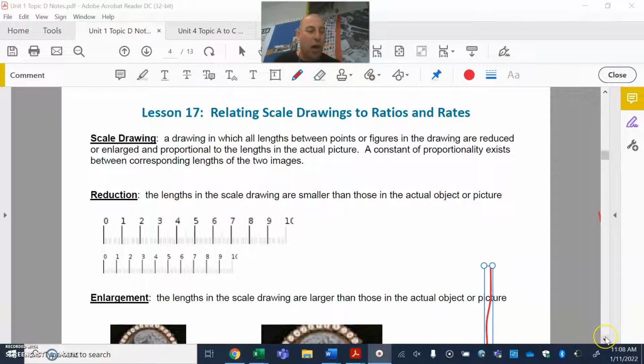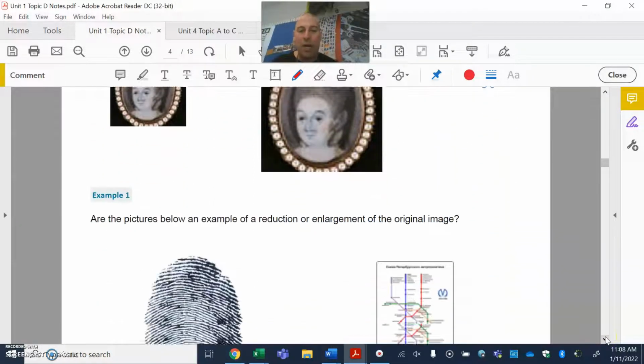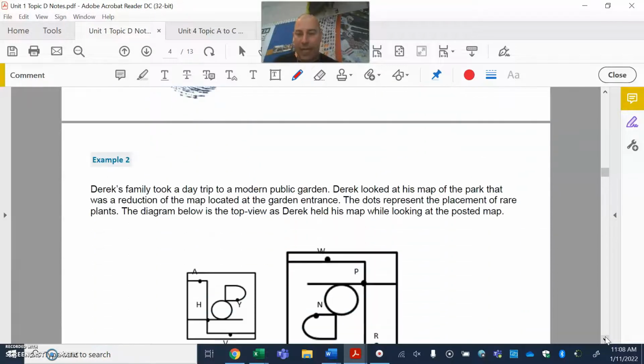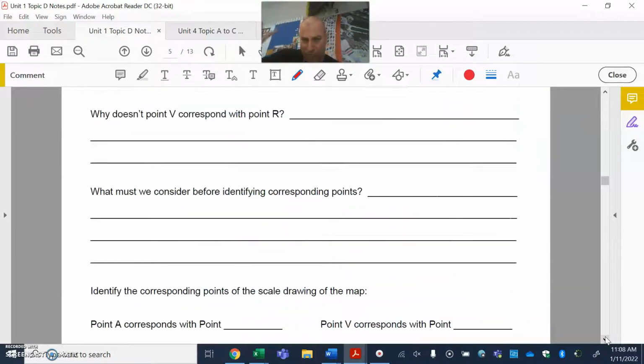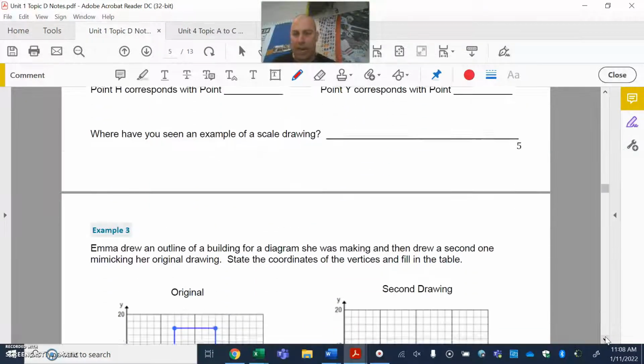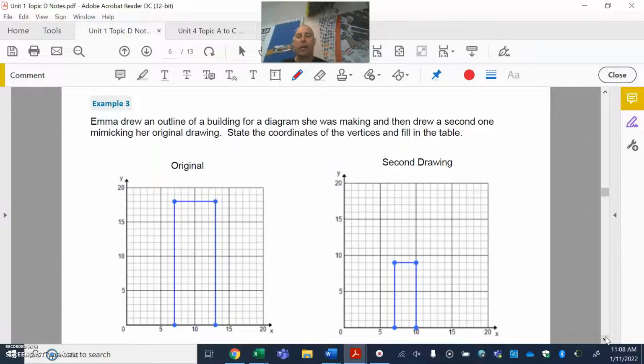All right, so when we are dealing with our friend constant, let's see how it shows up here. So let's go down the page. All right, here we go. So we're dealing with our scale drawings here, and our constant is also going to be known as what's called a scale factor. And that's what's going to allow things to get bigger or smaller.